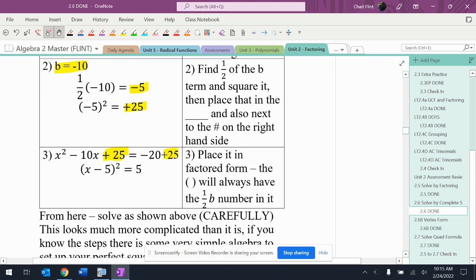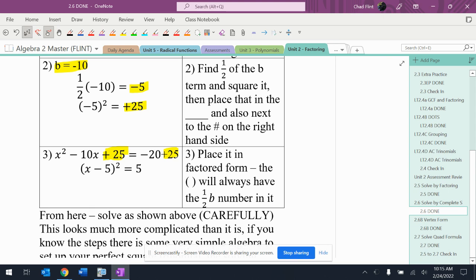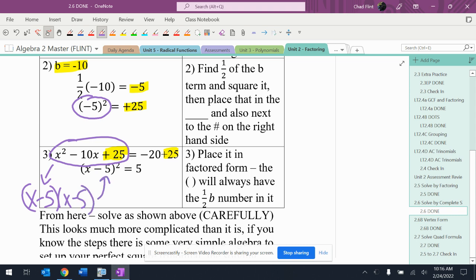Place it in factored form. The parentheses will always have the 1/2 b number in it. So when I factor this right here, I'm going to get x minus 5 and x minus 5, which is x minus 5 squared. I can take a shortcut here because that literally always happens. It's what I was forcing to happen by doing step 2. I was forcing this thing to factor. I also combined this side here and got 5, since -20 plus 25 is 5.